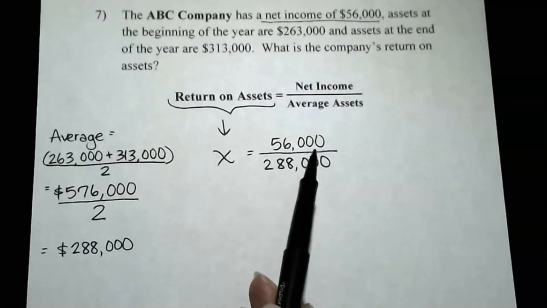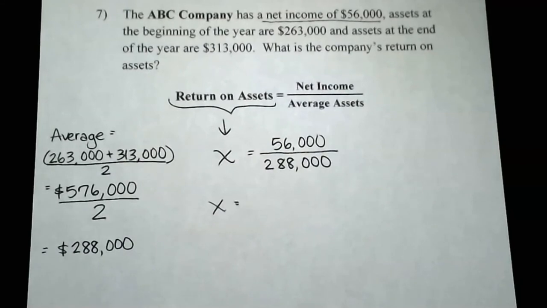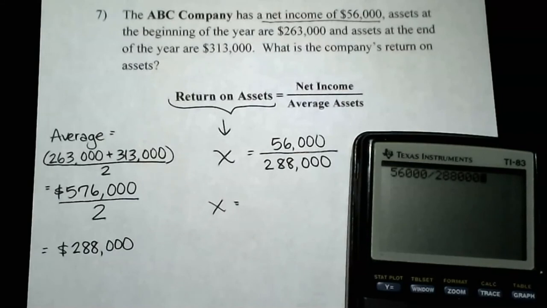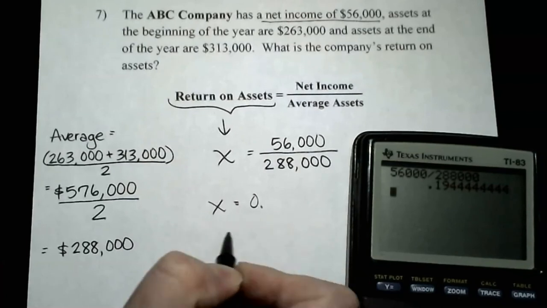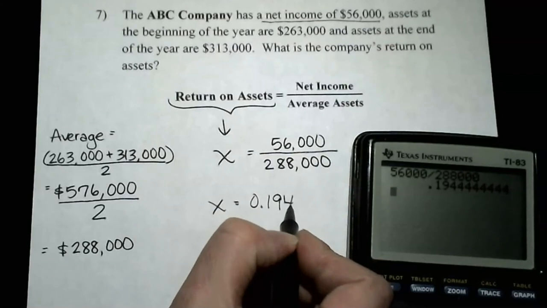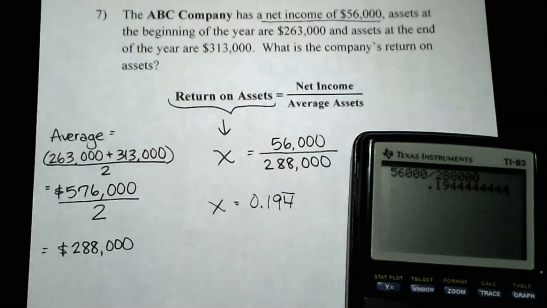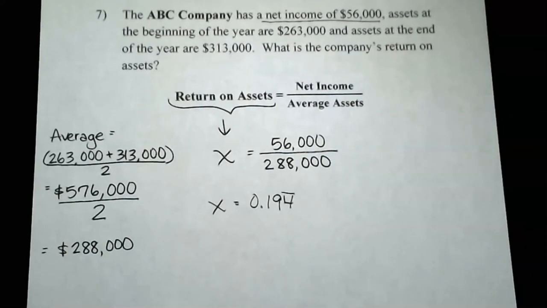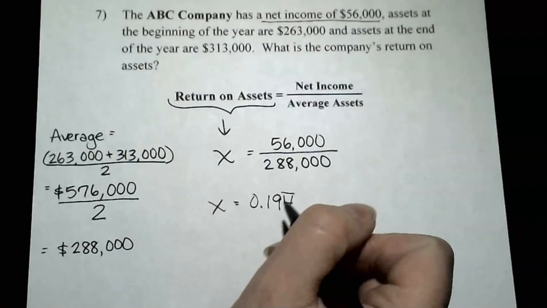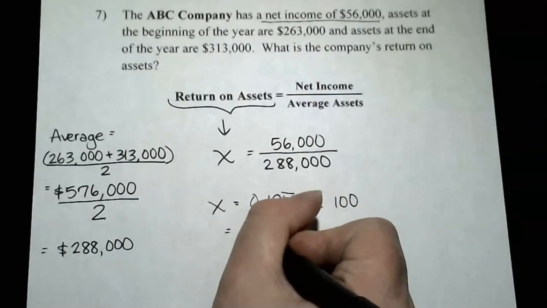Okay, and now we just have to divide these 2, and that'll tell us the return. So 56,000 divided by 288,000 is 0.194, and that 4 is repeating. So as a percentage, because that's usually how they write their return on assets, we multiply that by 100, and that's about 19%.